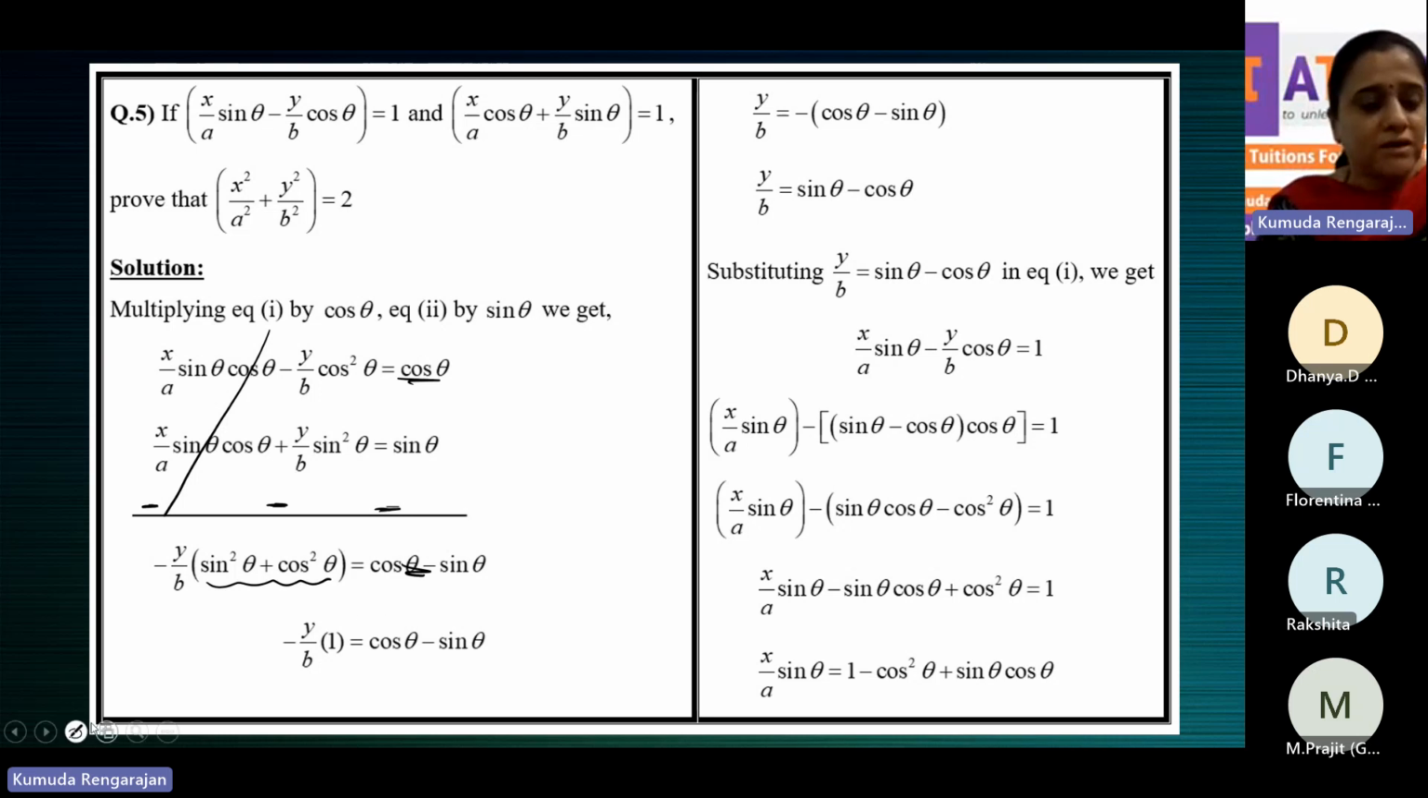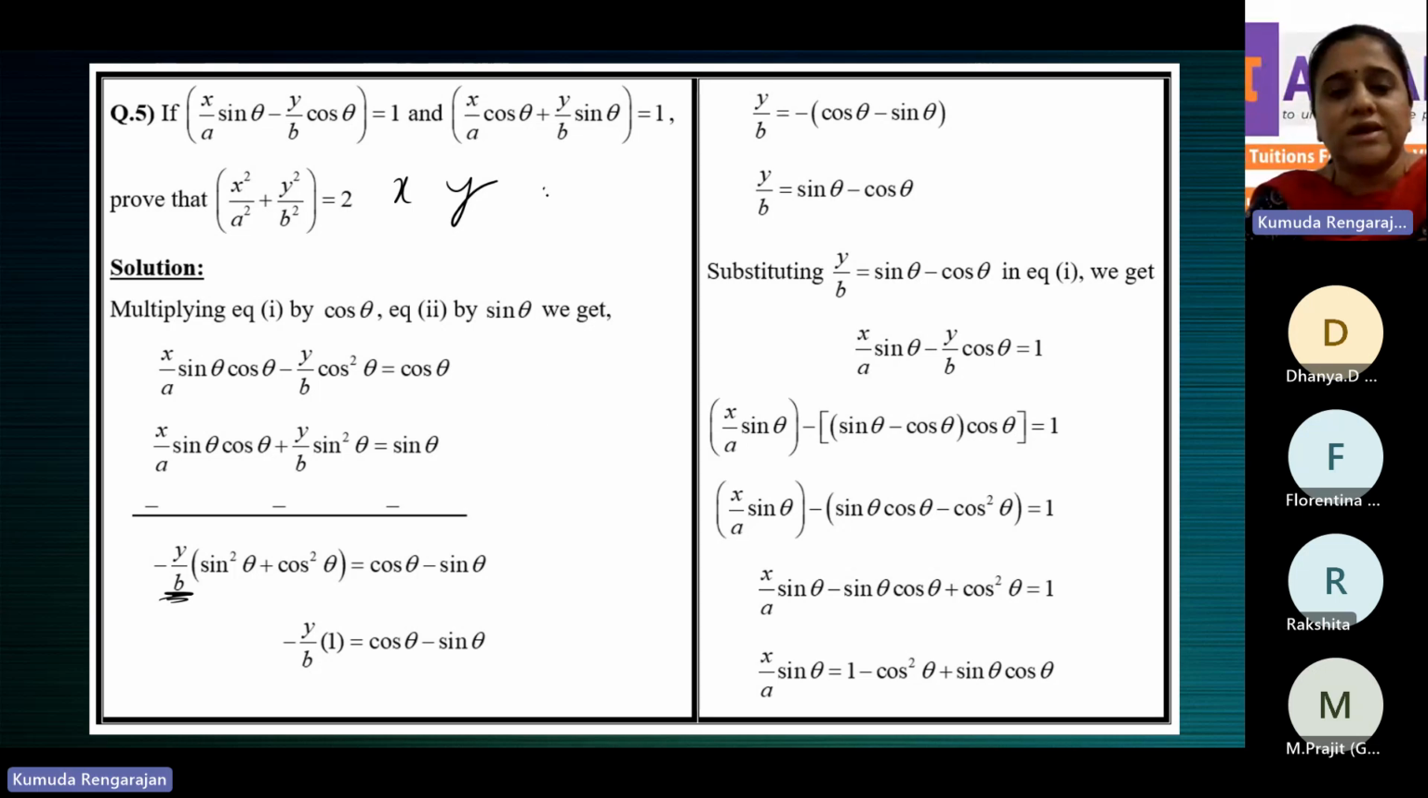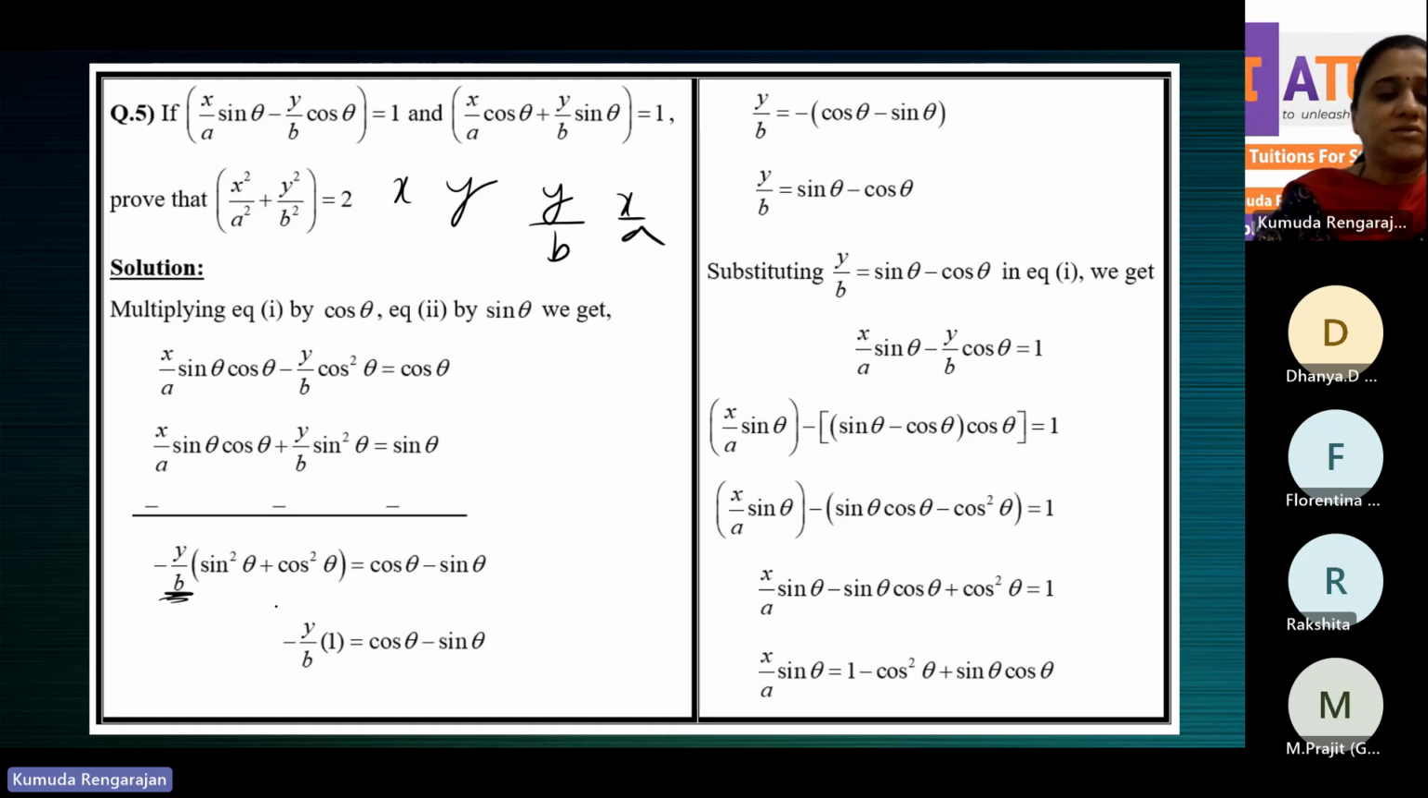That's the first step. Now, like how you work to find the values of x and y, here also we're trying to find the value of y by b. After finding y by b, we're going to substitute and find the value of x by a. We're trying to find the expressions for y by b and x by a. Okay, so now this one is 1. So minus y by b into 1 is equal to cos theta minus sin theta.